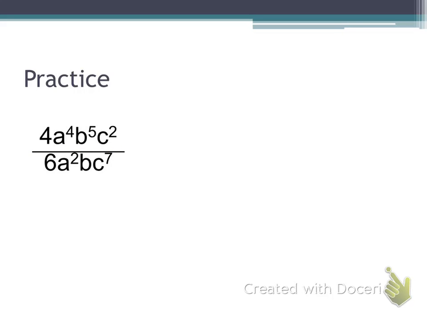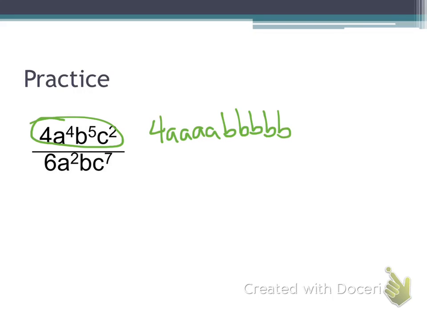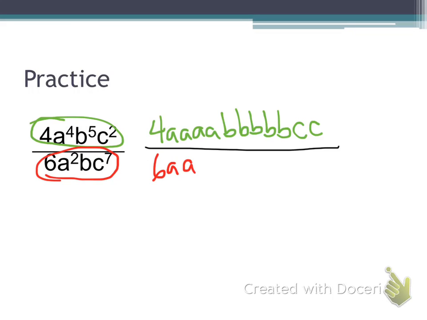So, first step, I write out all of that. 4 times a times a times a times a. There's 4 a's there. Now I have to put 5 b's: b times b times b times b times b. And then I put 2 c's because I'm multiplying times 2. Then I draw my fraction bar. Now I write this: 6 times a times a.